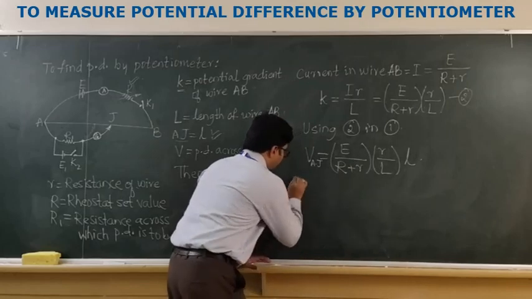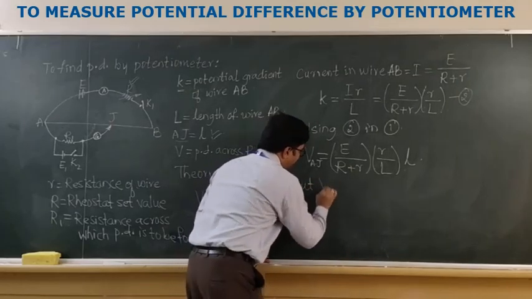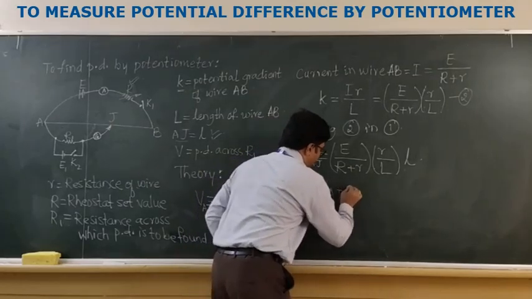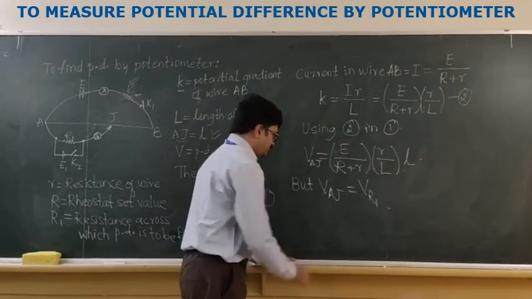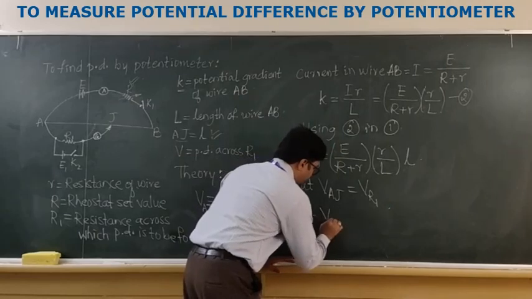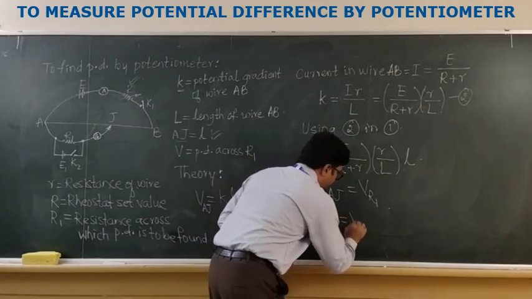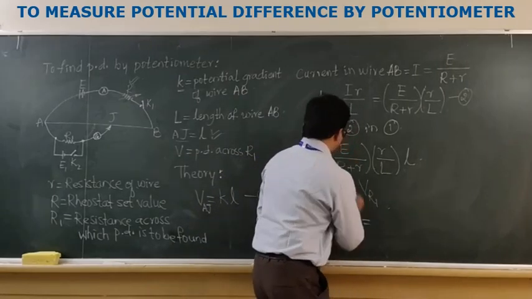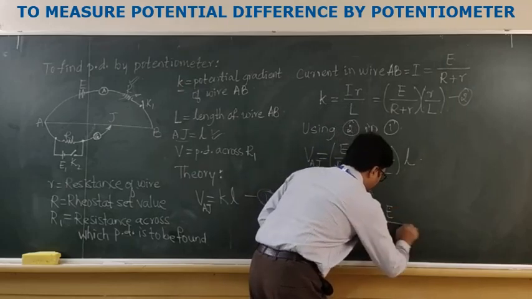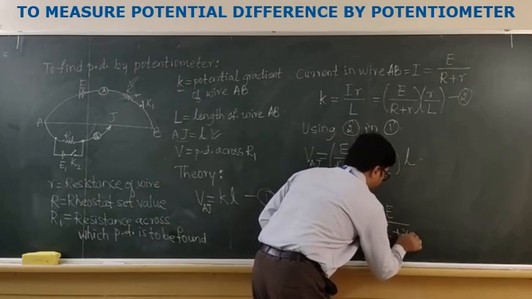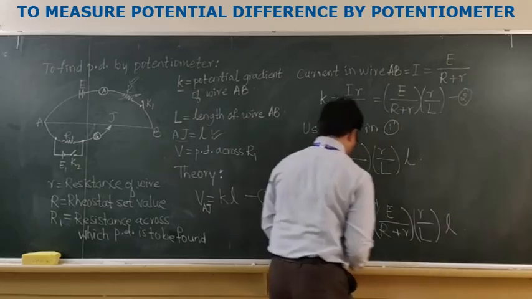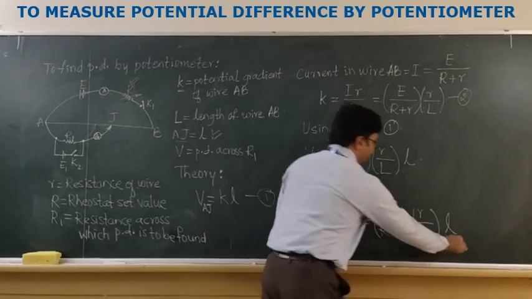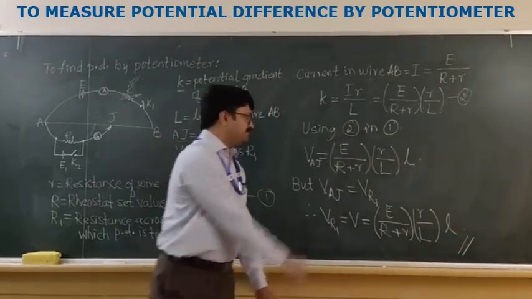VAJ is equal to V across R1, correct? So therefore VR1 is equal to V, that is equal to E divided by R plus r into small r divided by capital L into small l. So this is the derivation that we have done.